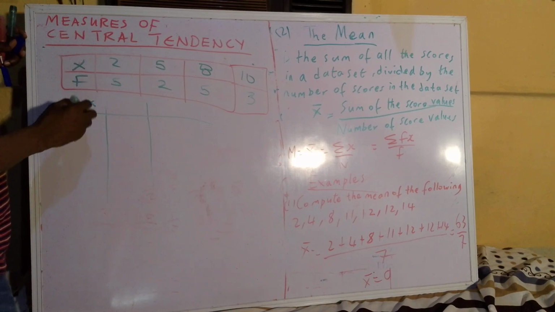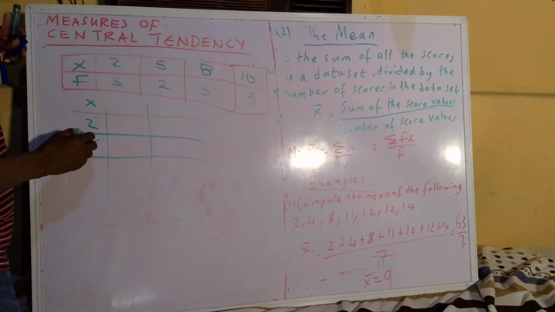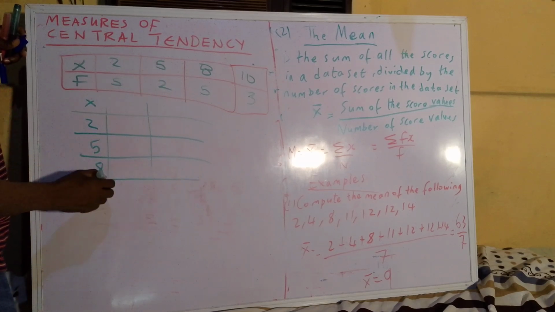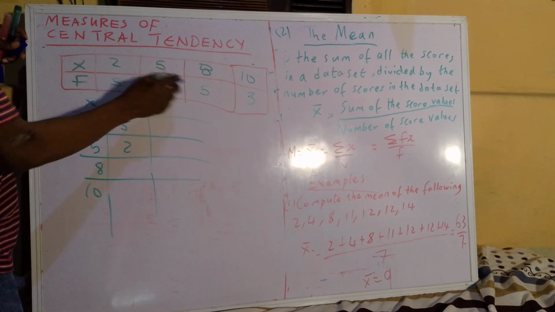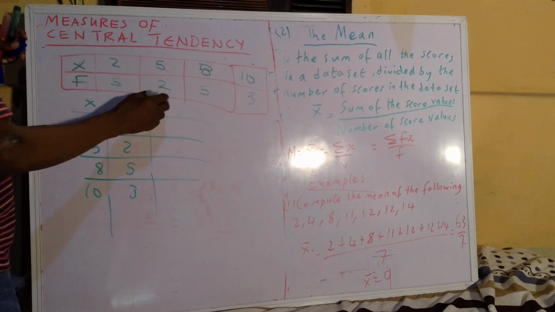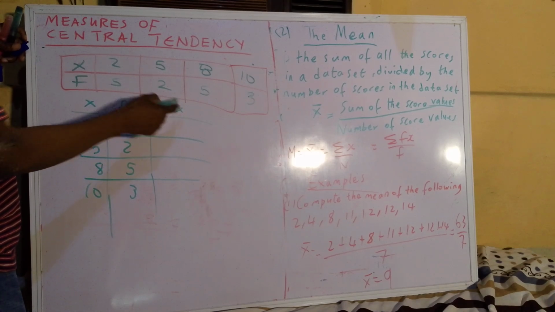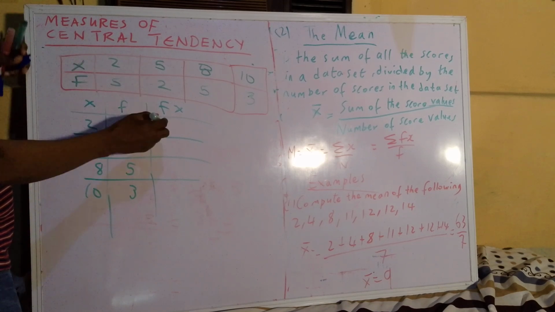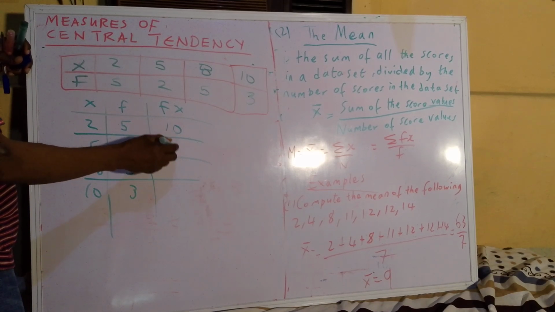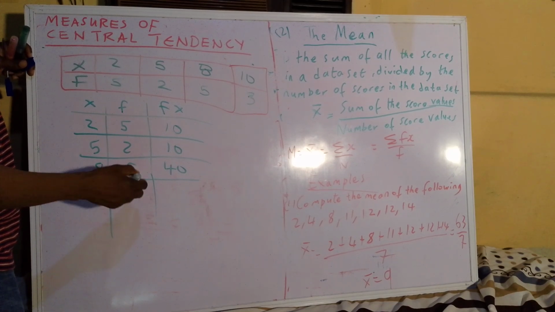Such that your x will be what? You write your x: 2, 5, 8, and 10. Then the f will be 5, 2, 5, and 3. You will now look for fx before you start solving. So fx just means f times x. These are f, these are x, which will be this times this. So 2 times 5 gives you 10. 5 times 2 gives you 10. 8 times 5 gives you 40. 10 times 3 gives you 30.